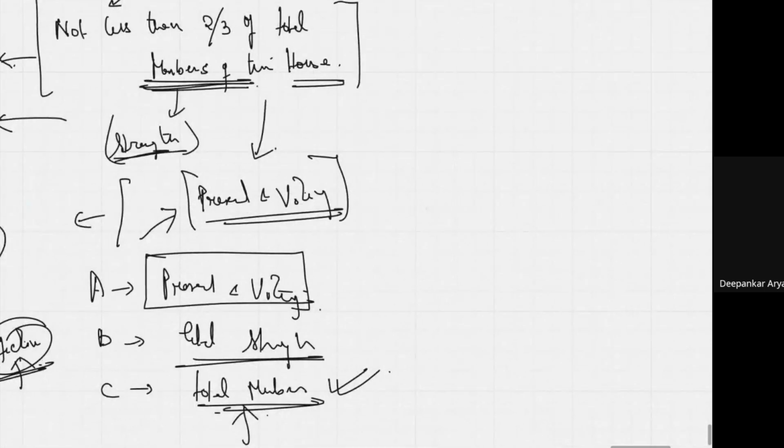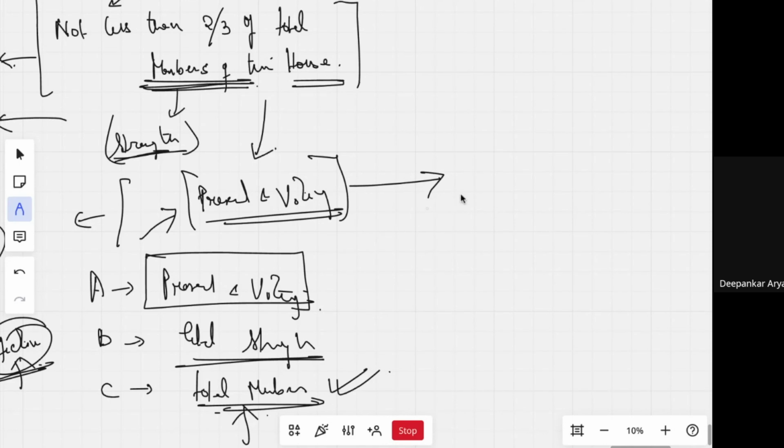So once it has been, let's say, passed by one house, it is sent to another house. Yes or no? Yes, sir. Then it will be sent to another house. And what is the voting requirement in another house? So 2/3. 2/3 of total membership of the house.